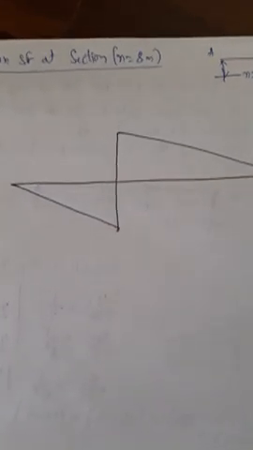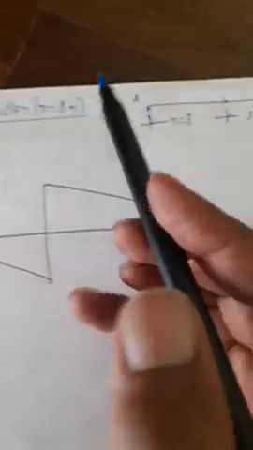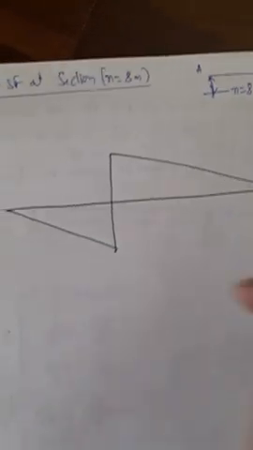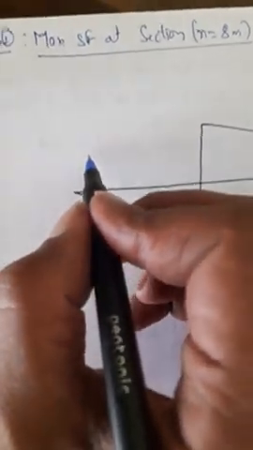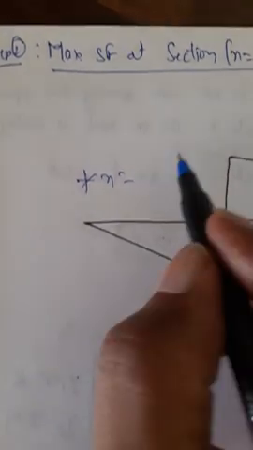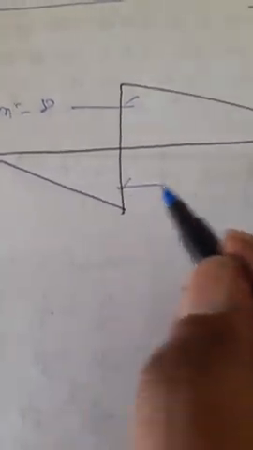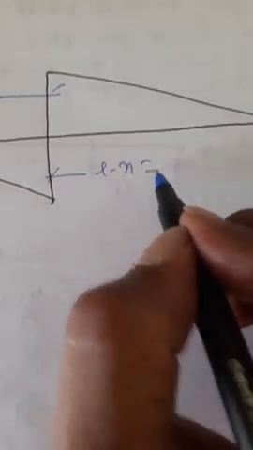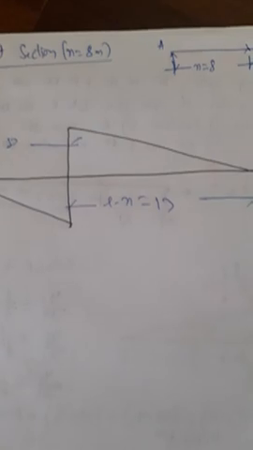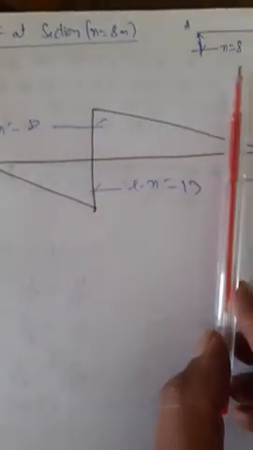Now we'll go with the second step. Maximum shear force at section x equal to 8. x is equal to 8, L minus x is equal to 17. So let this dimension be x equal to 8, and this dimension L minus x equal to 17. Now to find shear force, you have to place the loads once towards the left, next towards the right.